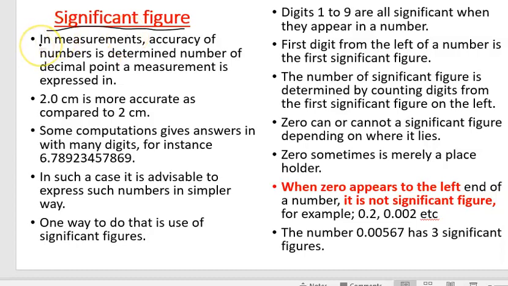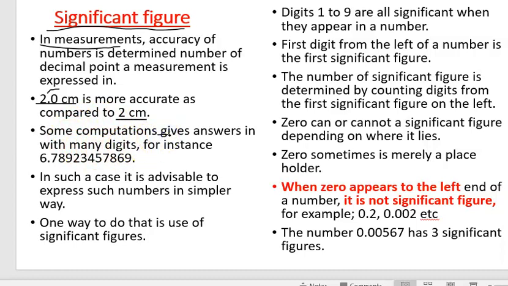Now, remember this, that in measurements, mostly, the accuracy of numbers is determined by the number of decimal points a measurement is expressed in, right? That means that if a number is expressed as 2.0 centimeters, this number is more accurate as compared to a number that is expressed as 2 centimeters. Therefore, a number expressed with 1 decimal point is more accurate than a number that is expressed as a whole number.